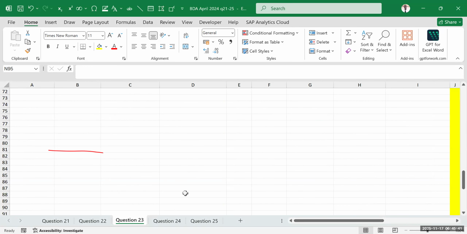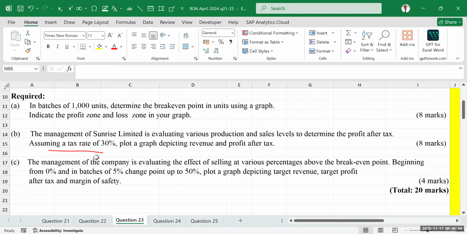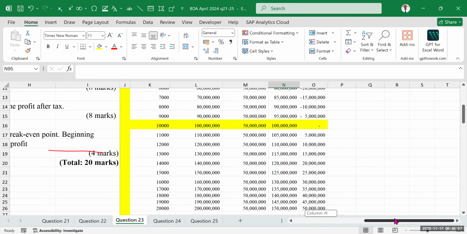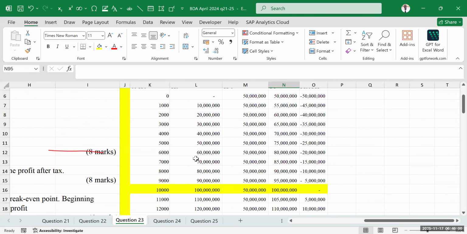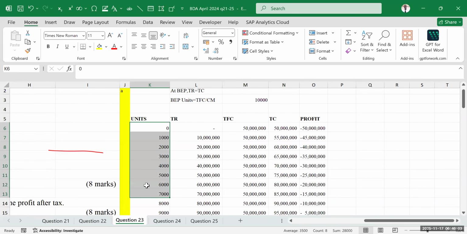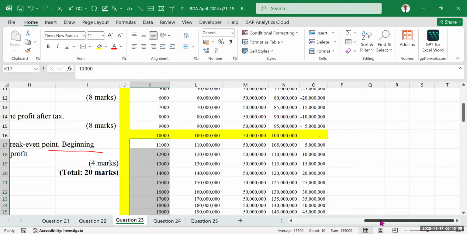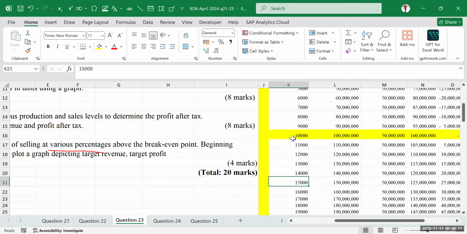I want you to understand the question very well. The management of this company is evaluating the effect of selling at various percentages above. Various percentages, not coming here and saying, what are the units which are beyond break-even? So that you pick these units. No. It is percentages above. So that's why they're giving us the percentages, because the reason why they're saying above, that's why we've changed it positive. It's a positive change. It is above the break-even.